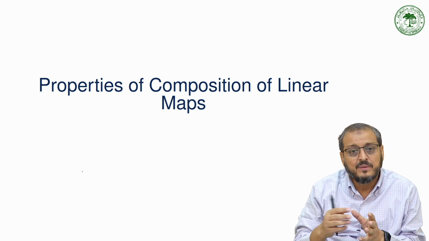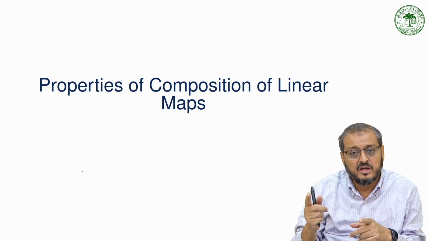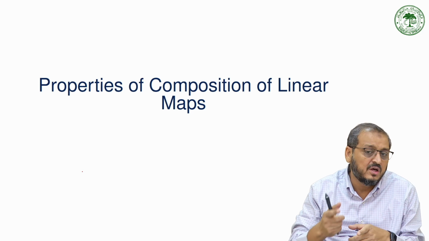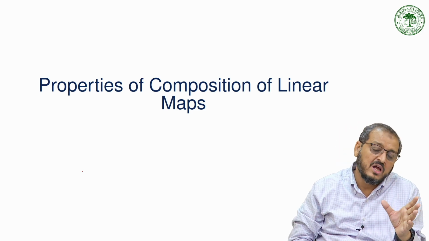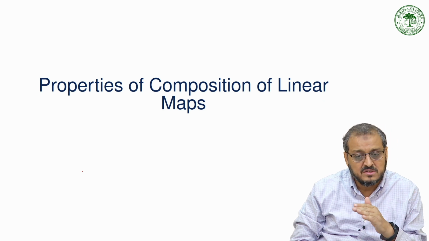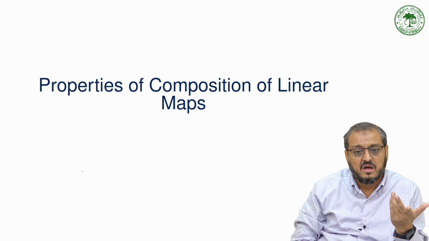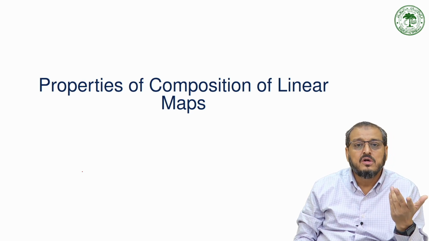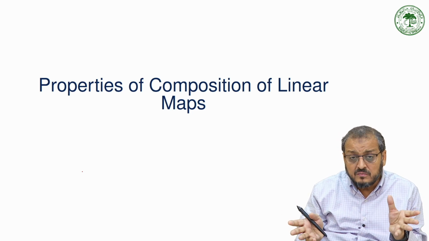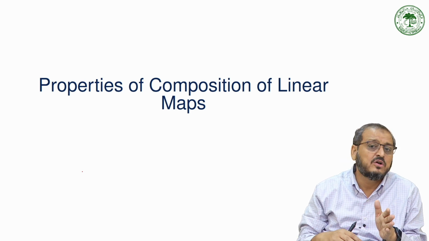Composition of two maps is defined only when the range of the first function is contained in the domain of the second function. We also showed that if TS is defined, it does not necessarily mean that ST is also defined; maybe both of them are not defined. And we also found one property: we take two non-zero linear transformations S and T such that TS is equal to 0 and ST is not equal to 0.